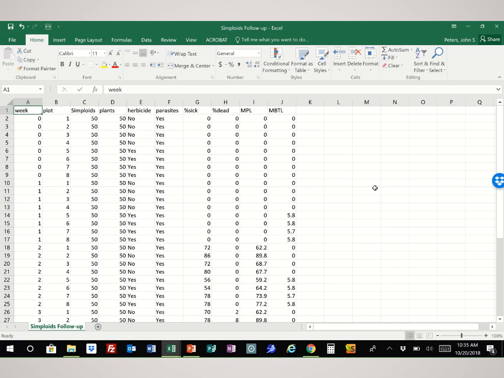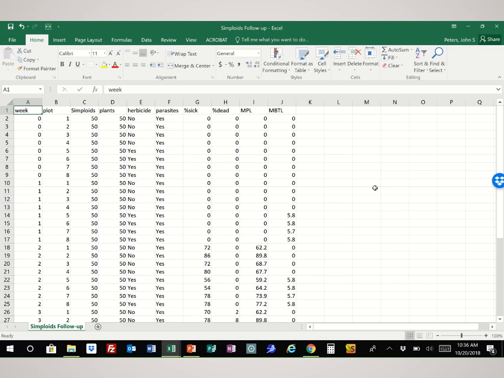One, that the negative control, Simploids exposed to no herbicides and no parasites, did not get sick and they did not die. We also found that Simploids exposed to the herbicide alone, when compared to the negative control, also did not get sick or die. There was no effect of adding herbicides. However, for teams that worked with the parasites, we did find an effect of parasites on the health of Simploids.